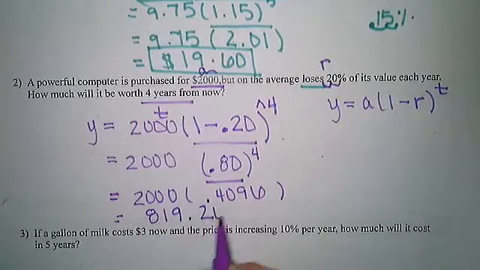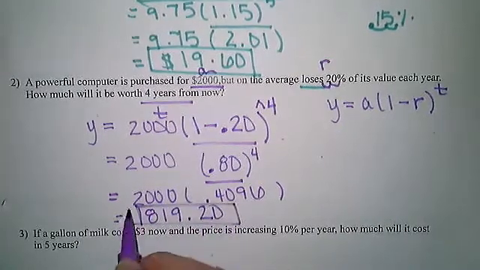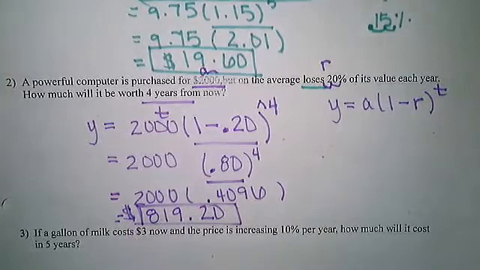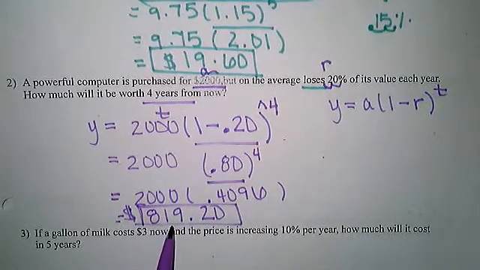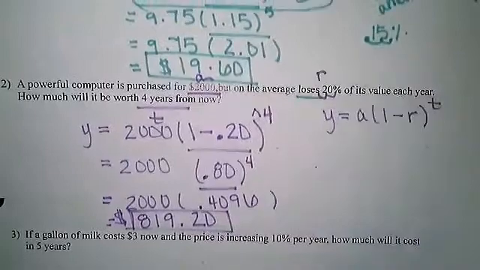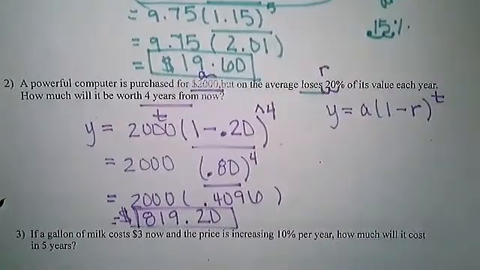So that comes out to $800.19, or $819.20. Now that is, wow, that's a huge difference compared to that. So you can see how much decay really impacts our everyday items.